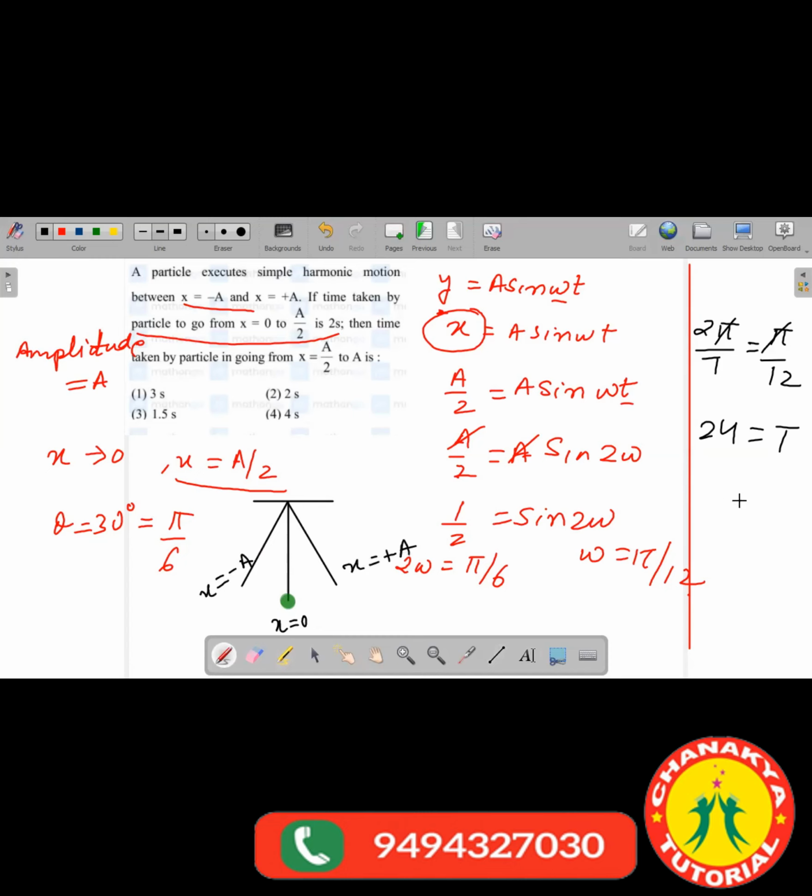So the time period is 24 seconds. It will be 24 seconds for the particle to start from x equals 0, go to a, return back to 0, come to minus a, and again return back to 0. Or you can start from plus a and complete one cycle. As the motion is symmetric, for half the oscillation the time taken would be 12 seconds, equal to T by 2.